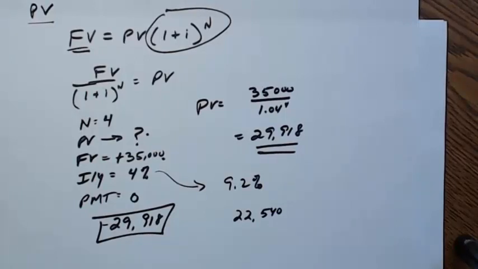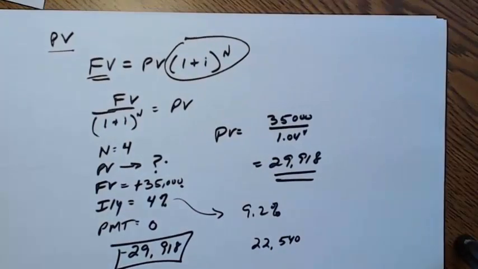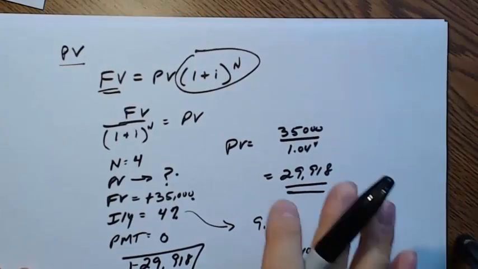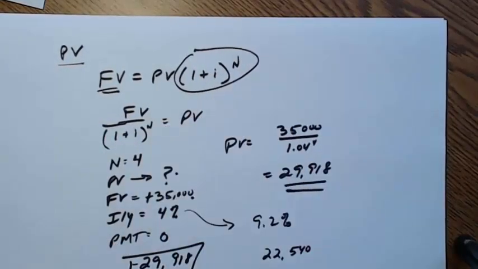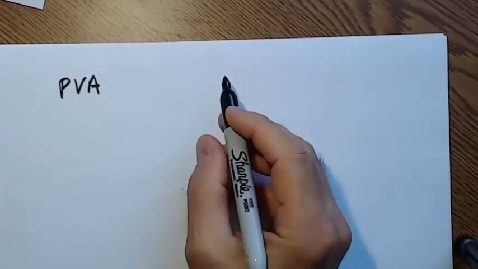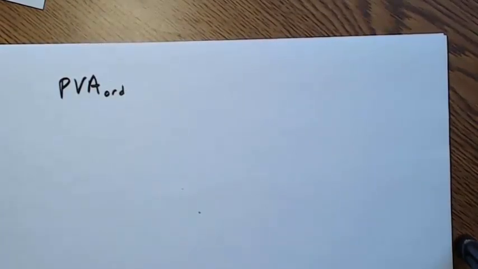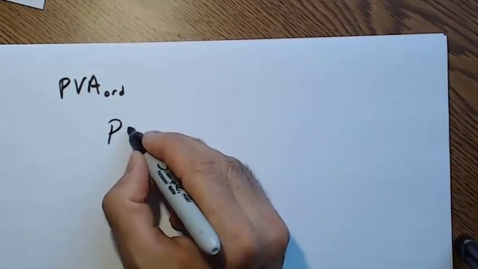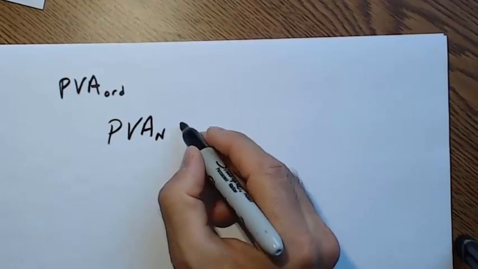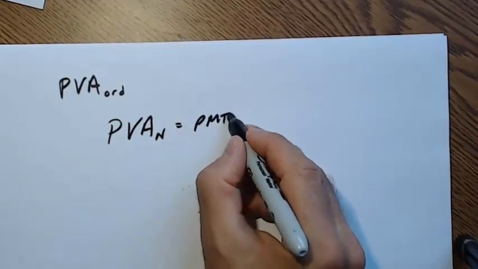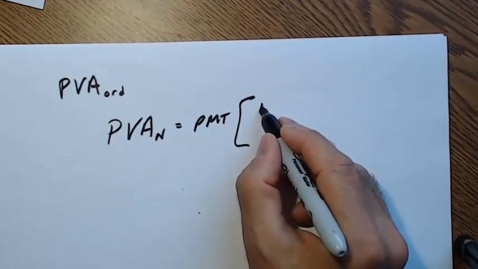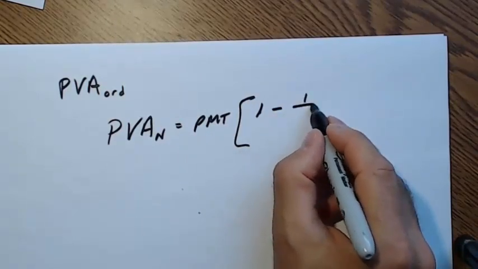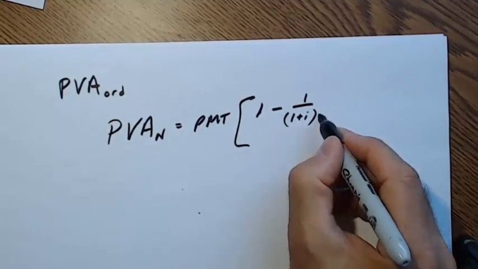Okay, so let's look at a formula now. We want to go to a present value. That was the present value of a lump sum I just covered. Let's do the present value of an annuity, an ordinary annuity, which means the payments are happening at the end. So the present value of an ordinary annuity over n periods equals your payment times 1 minus 1 over 1 plus i to the n.